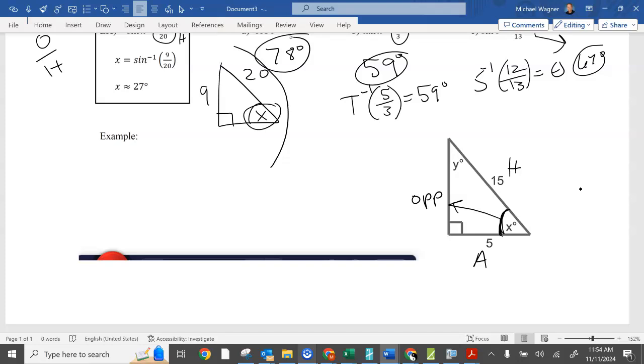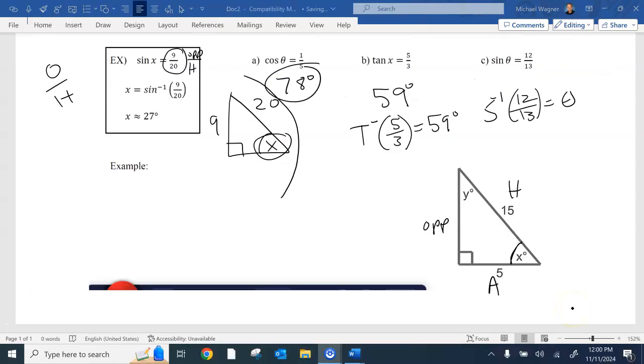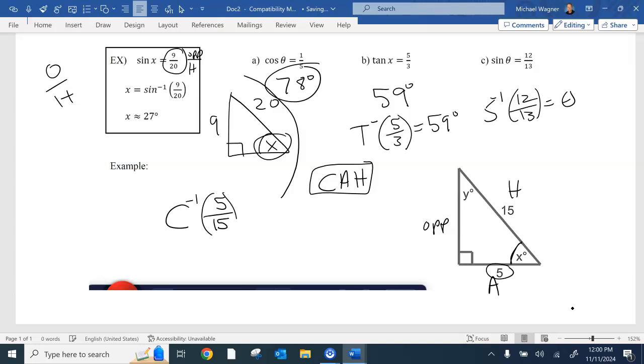Now what we're going to do is figure out which ratio we should use. Well, we need to use the sides that we have. So that's going to be A and H. So what has A and H is going to be CAH, right? So CAH, you should have that up there somewhere. So now we're going to go not cosine, but cosine negative 1, inverse cosine. And instead of putting the angle, we're going to go A over H. So what's our A? It's the 5 over the 15. And that's going to equal our theta, in this case, the x degrees, right?